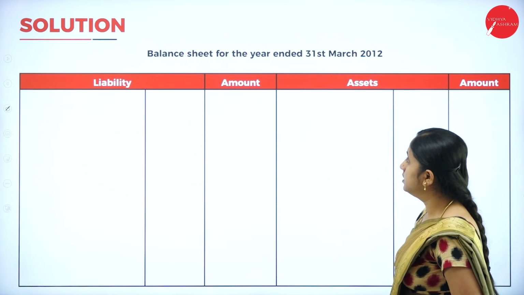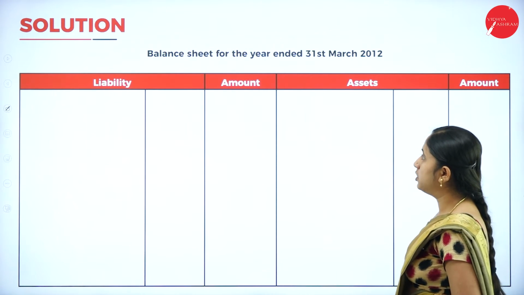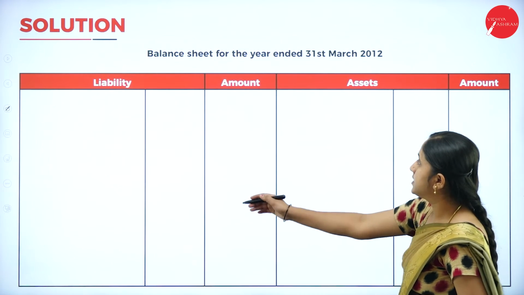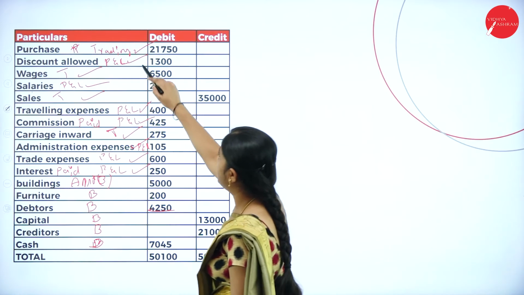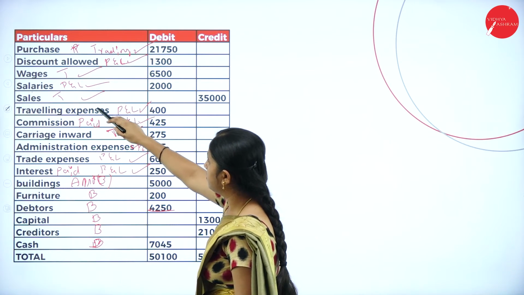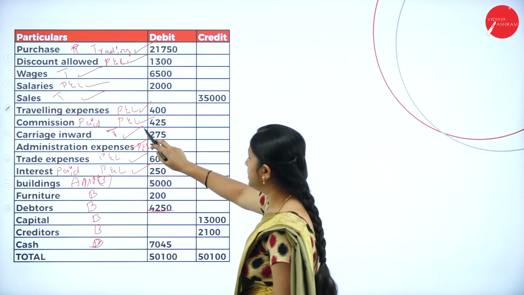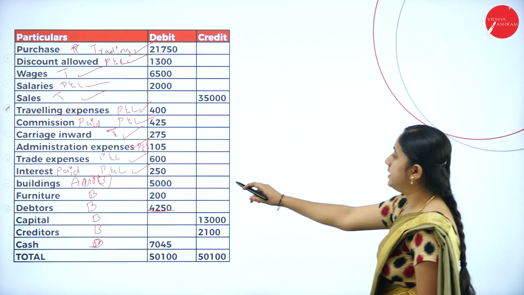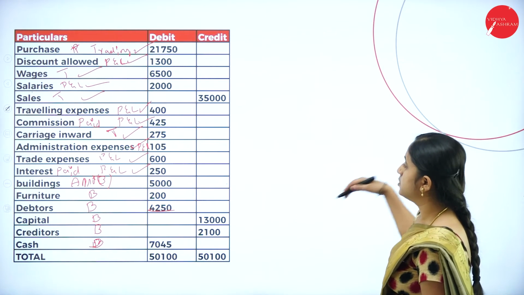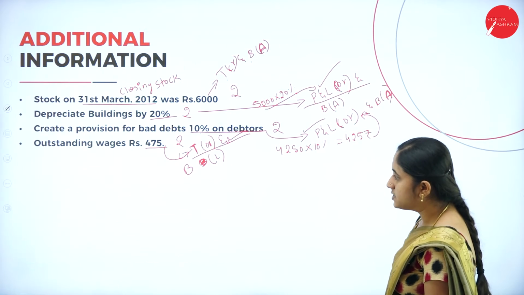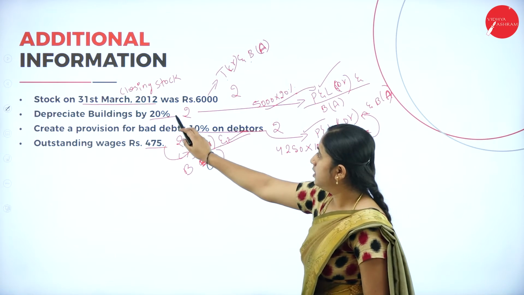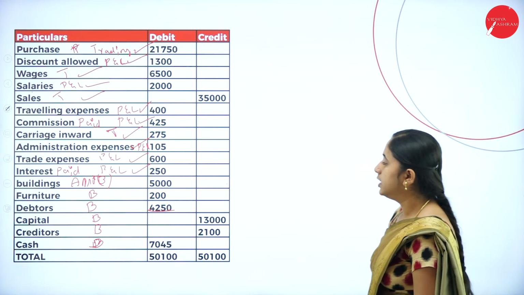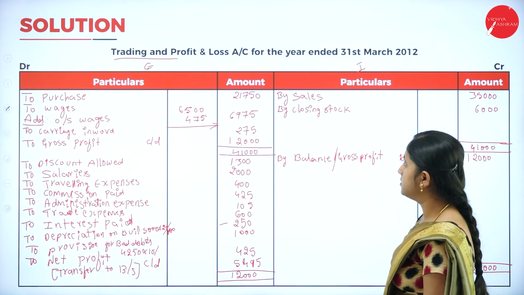So let's continue with balance sheet. This is the format of balance sheet. Balance sheet for the year ended 31st March 2012. Assets and liability. Again, find the assets or liability. Building rupees 5,000. Building is an asset. So write in the asset side, but you have adjustment related to building, that is depreciation 20%. The building amount 5,000 in inner column.